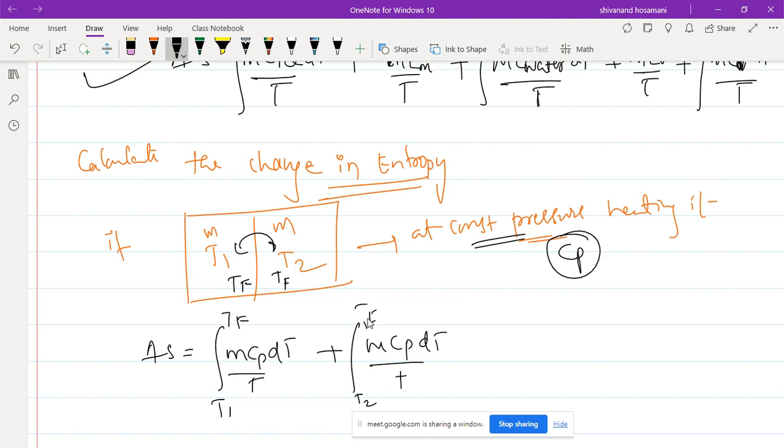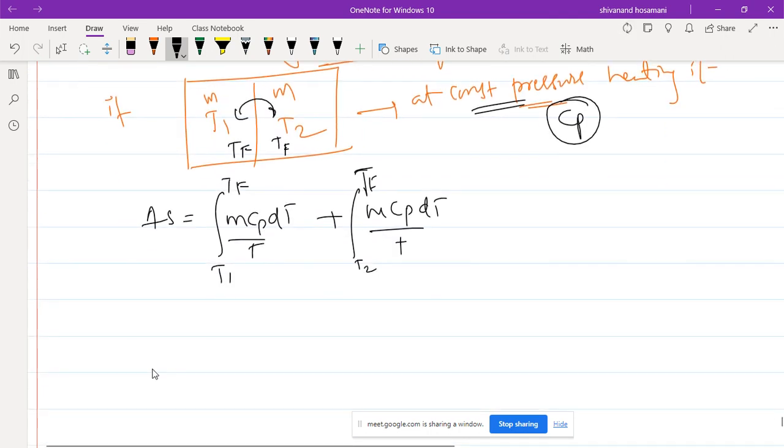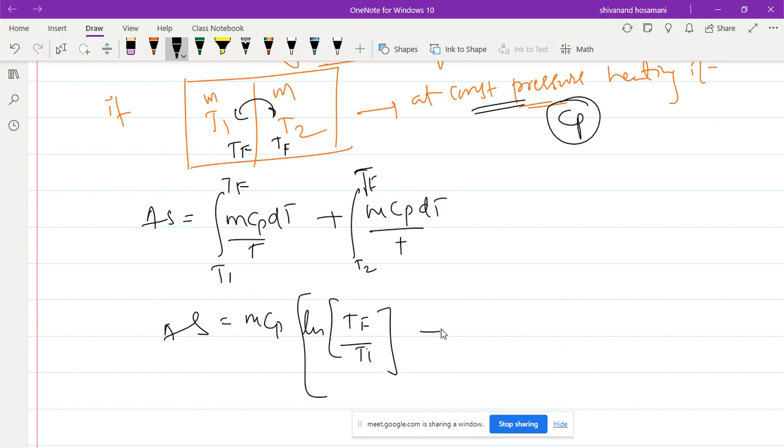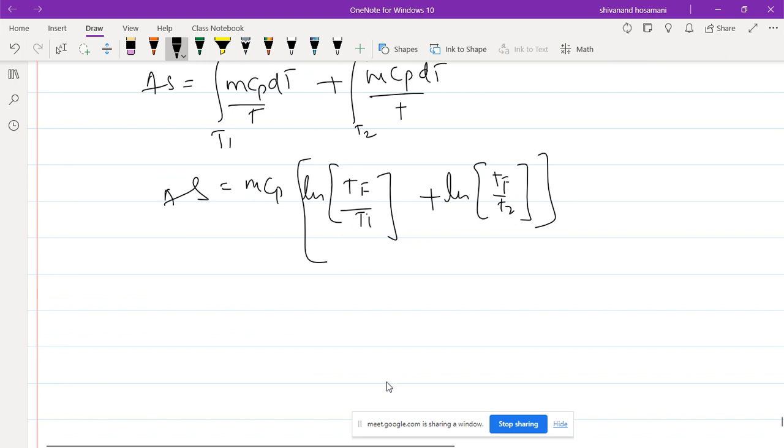Then quickly, can you calculate the change in entropy of the system? It is isobaric process. Therefore, delta S is equal to m CP times ln of TF divided by T1 plus ln of TF divided by T2. Adding the logs, ln A plus ln B, delta S is equal to m CP ln of TF squared divided by T1 T2.